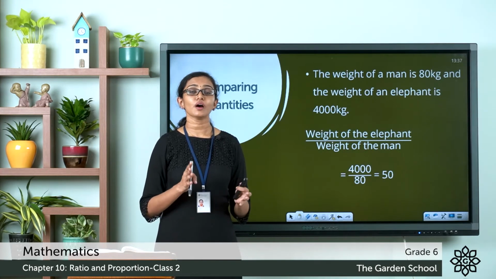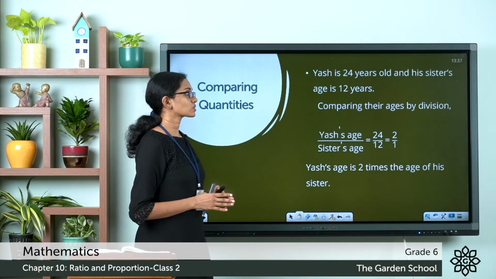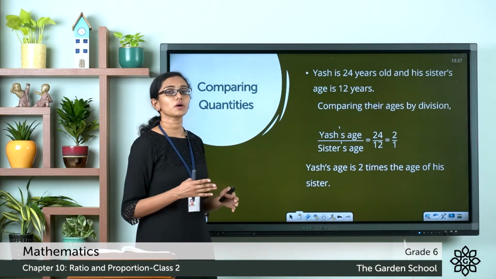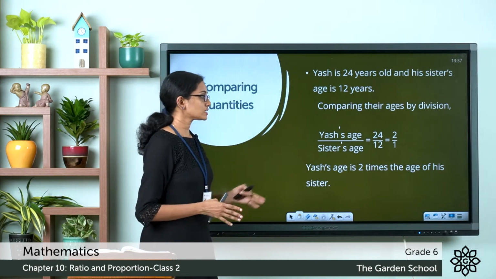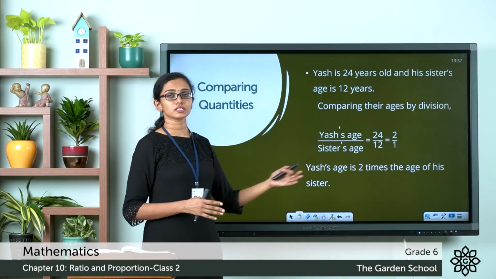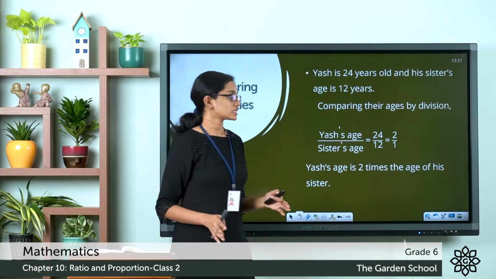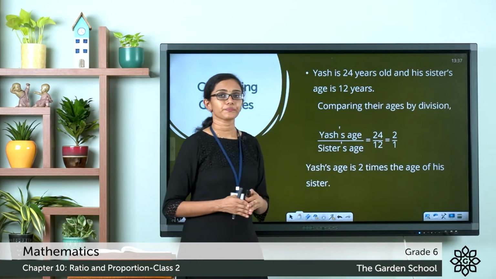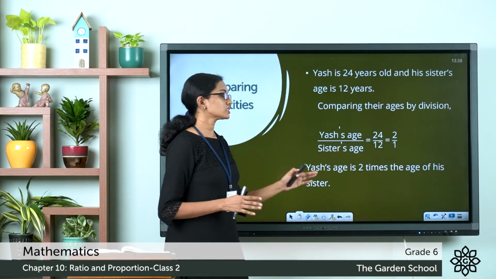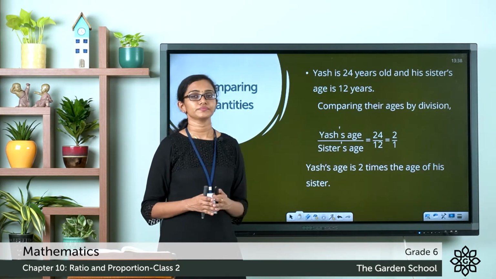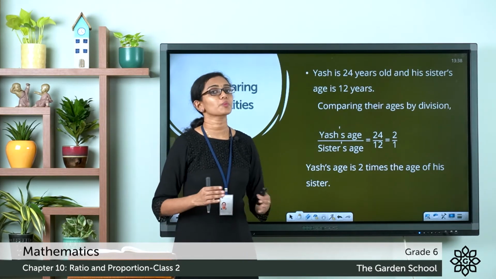So let's look at the first example once again. We were given Yash is 24 years old and his sister's age is 12 years. So if we compare their ages by division, it can be written as Yash's age by sister's age, which is equal to 24 by 12, which is the same as 2 by 1. So this means that Yash's age is 2 times the age of his sister. See, we can compare two quantities in terms of how many times.